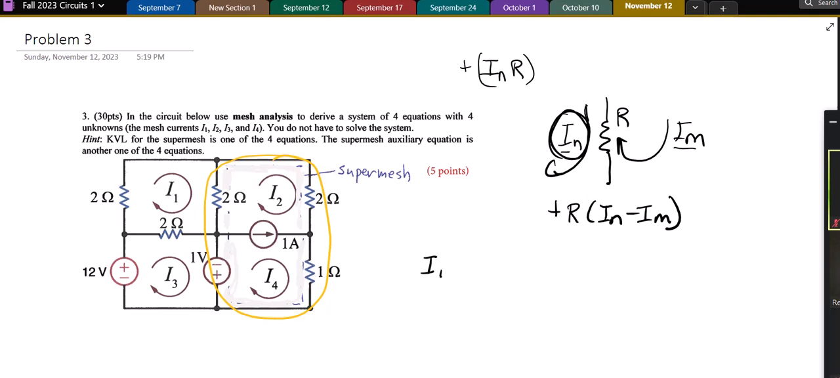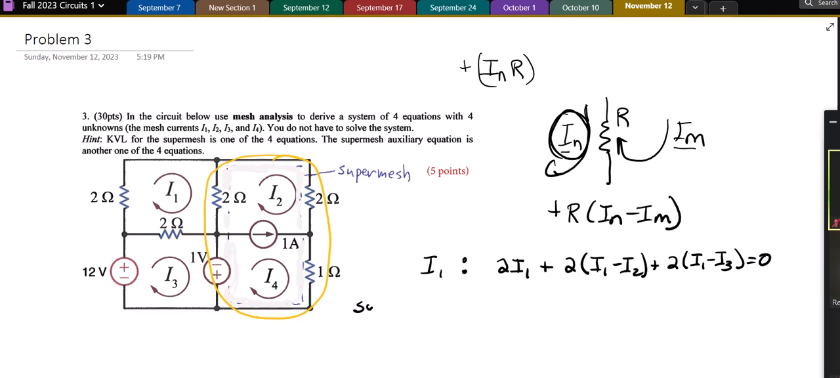So for the top left mesh, I will start at the 2 ohm resistor. That's just going to be 2I1 plus. Now I come to the 2 ohm resistor that it shares with I2, so that's 2(I1 minus I2), plus, and then I come to the 2 ohm resistor it shares with I3, so that'll be 2(I1 minus I3) equals 0.